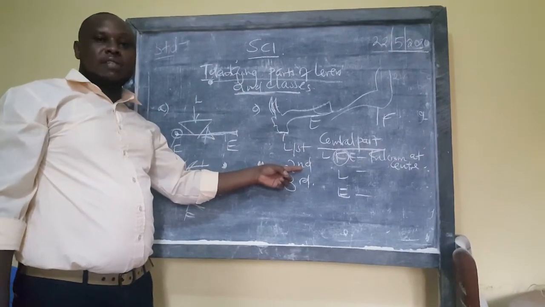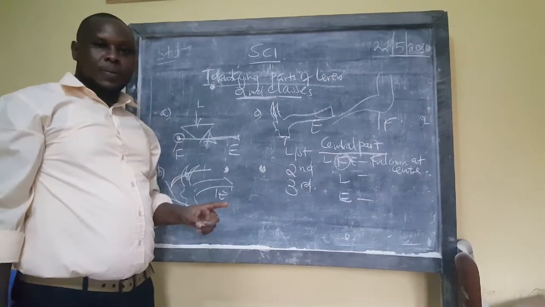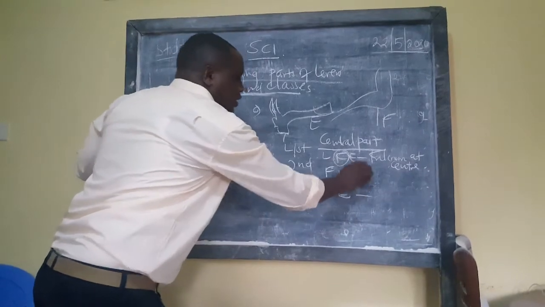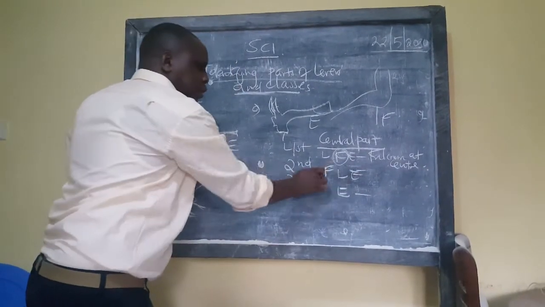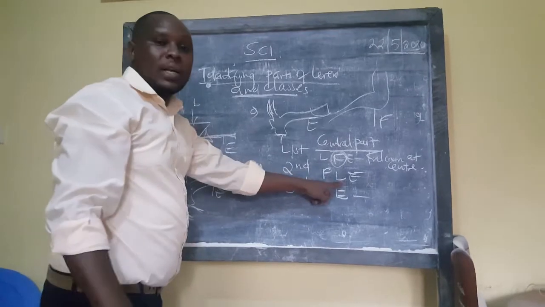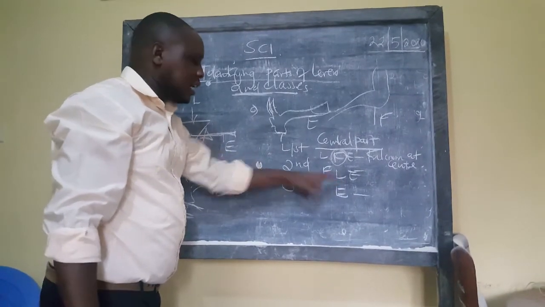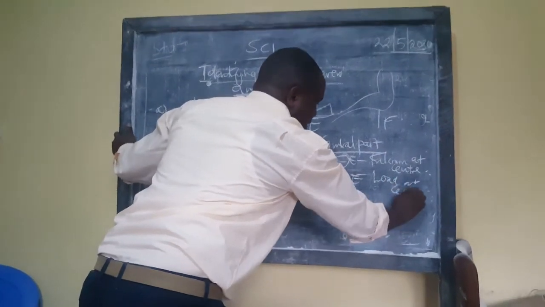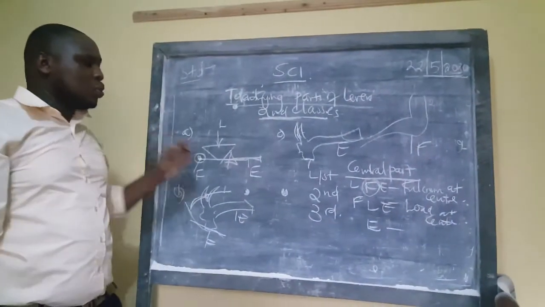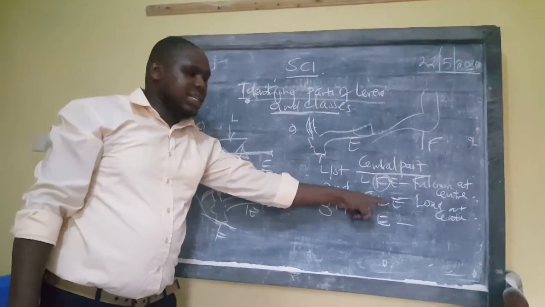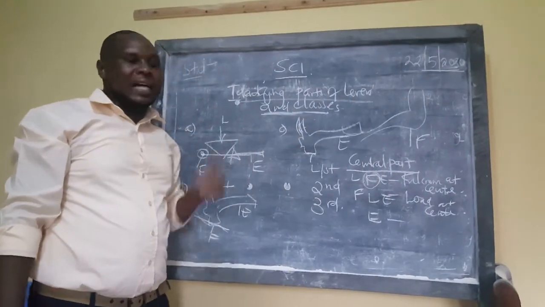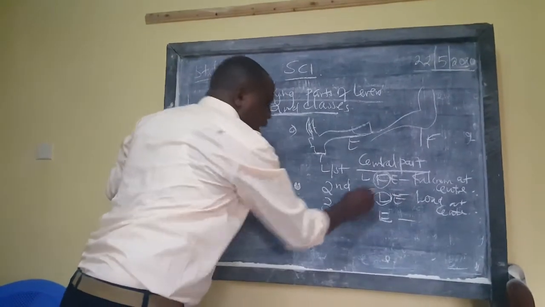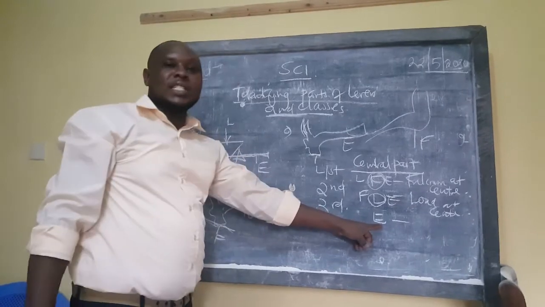When you go to second class levers, the load is at the center, such that you can find this is the fulcrum and this is the effort, or the other way around, effort and fulcrum. So long as the load is at the center. So here, load at the center. All levers where the load is at the center are second class levers.